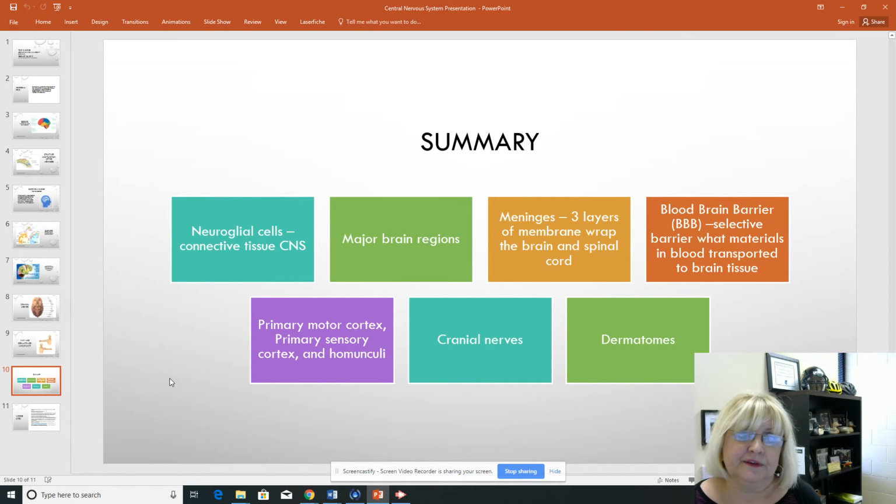Okay, so this is just a brief overview of the central nervous system. We looked at the neuroglial cells, which are the connective tissue of the central nervous system. Then we broke it down and we looked at the major brain regions. And then we looked at the meninges, the 3 layers that wrap the brain and the spinal cord. And then we took a look into the blood-brain barrier and how it shuttles things across, or blocks things across the barrier. And then we looked at the primary motor cortex and the primary sensory cortex and how they interact. Then we looked at the cranial nerves and the dermatomes.